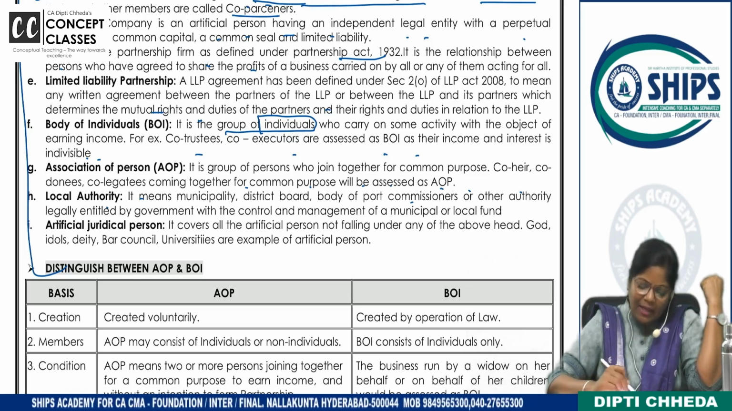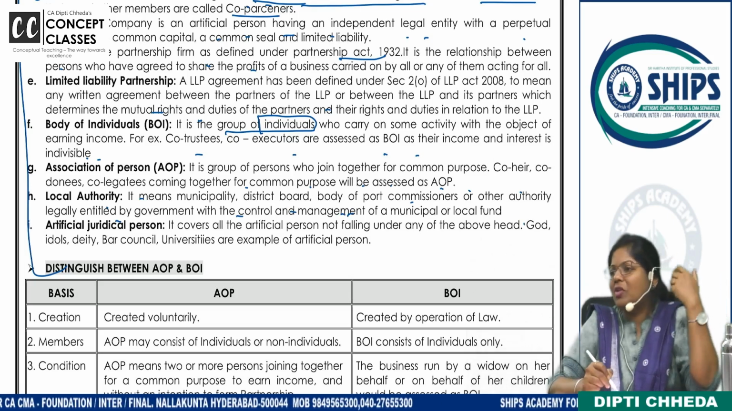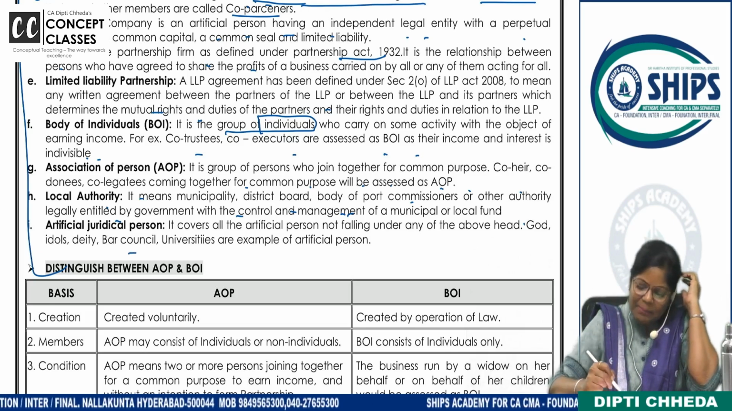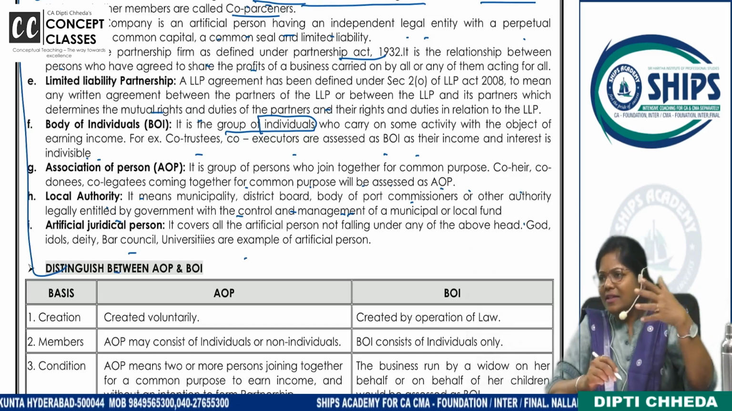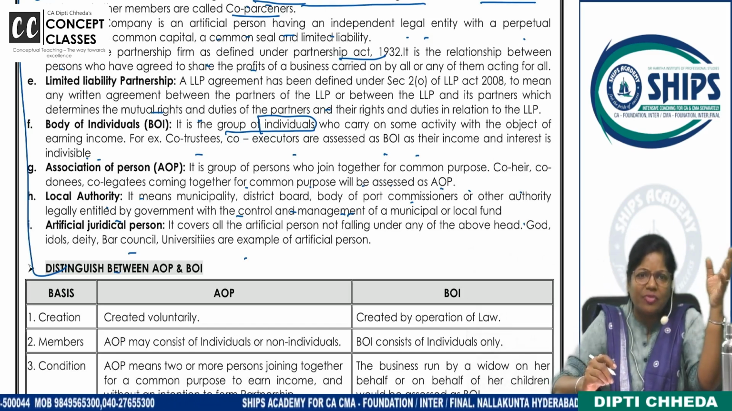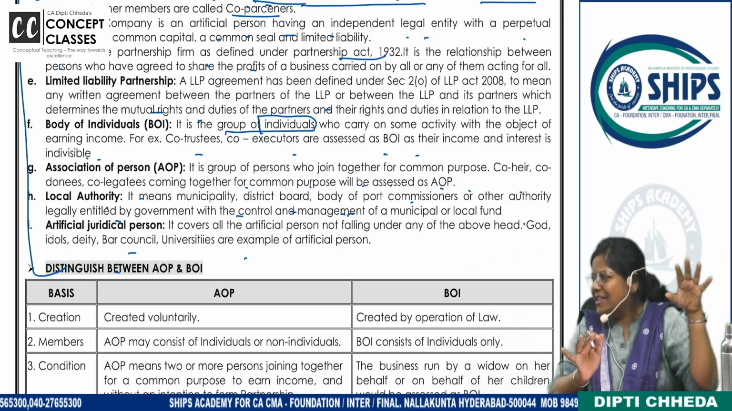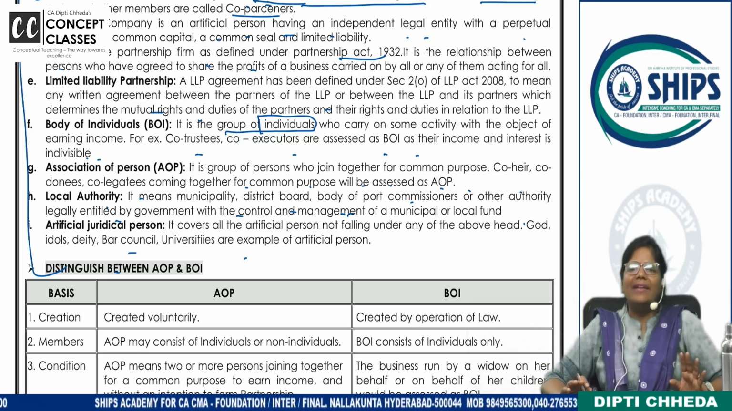Local authority, yeah, I missed on this, no? Local authority, municipality, district board, your corporations, offices, all should pay tax. AJP, it covers all gods, idols, deities, universities, our Institute of Chartered Accountants of India, Institute of Cost Accountants of India, they are all covered in AJP. So this is a basket of people who should pay tax.